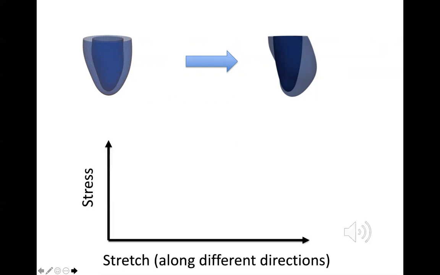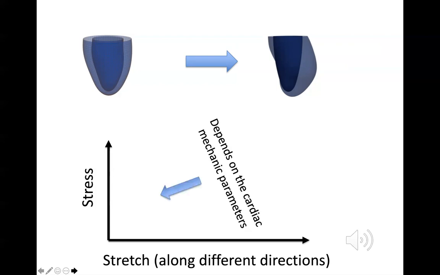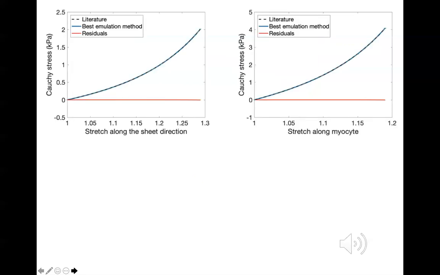And it is of interest for clinical diagnosis to plot the stress as a function of stretch along different directions in the myocardium, that is the heart muscle. And recall again that this stress-stretch relationship depends on the cardiac mechanics parameters. Here you see two stress-stretch curves for two different stretch directions, the sheet direction on the left and the stretch along the myocytes on the right. In both panels, you see three curves.